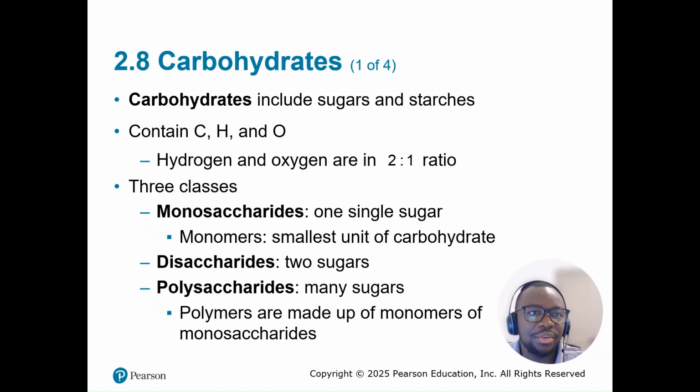We start our review of organic molecules with carbohydrates. Carbohydrates are a group of molecules that include sugars and starches. They make up approximately 1 to 2% of the cell's mass and typically contain carbon, hydrogen, and oxygen. The hydrogen and oxygen exist in a ratio of 2 to 1.